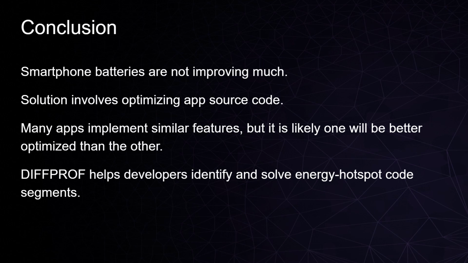In conclusion, smartphone batteries are not improving much, but apps are getting much more complicated and using much more energy. The solution for trying to fix this battery issue involves optimizing app source code directly. Many apps implement similar features, and it's likely that one will be better optimized than another. Diffprof can help developers identify which apps have a better solution than theirs, or whether theirs has a better solution, and then it can suggest how to solve different energy hotspot code segments.